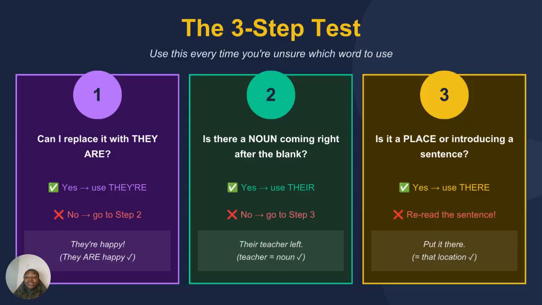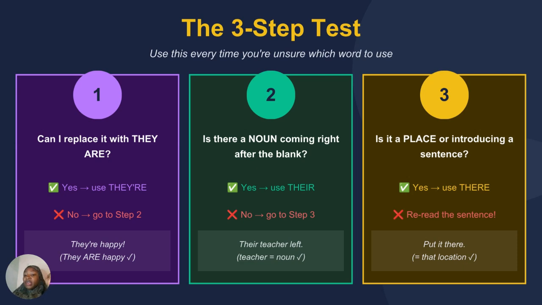Whenever you're writing and feel unsure, don't guess. Just run this quick 3-step. Now, step 1, try replacing the word with they are. If it works, stop. You need they apostrophe are. If not, move on to step 2. Now, in step 2, is there a noun coming immediately after the blank? If yes, you're showing ownership and need their, like their teacher. If not, move on to step 3.